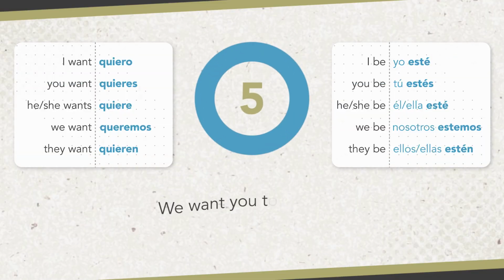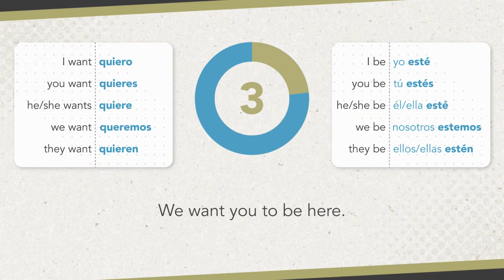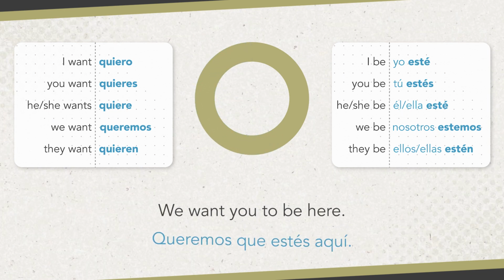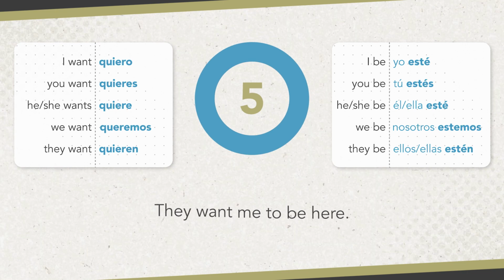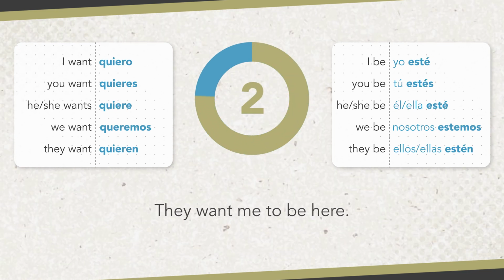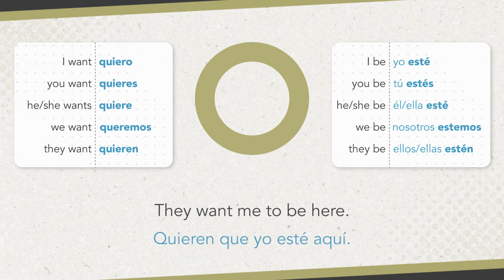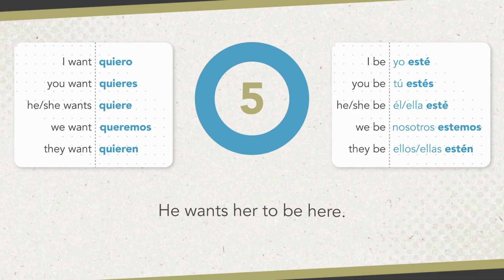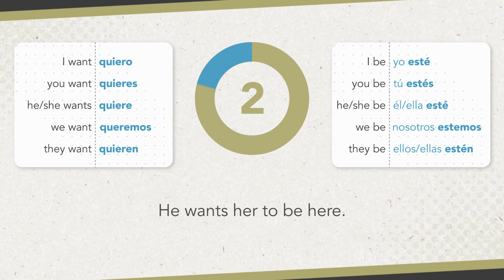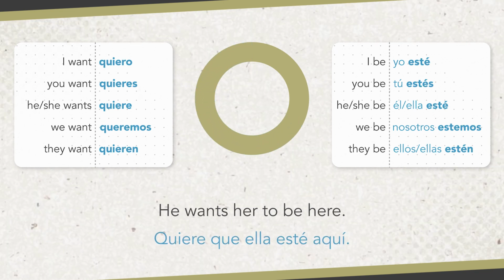Next. We want you to be here. Queremos que estés aquí. They want me to be here. Quieren que yo esté aquí. He wants her to be here. Quiere que ella esté aquí. All right, how did you do? If you got any of these wrong, don't worry, I'll give you some more ways to practice all of this at the end of the video.